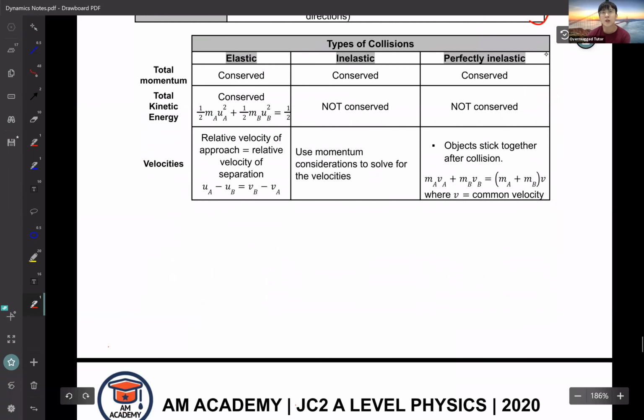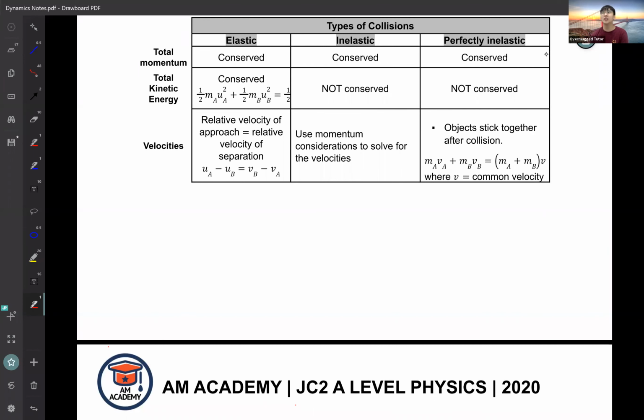Now we're talking about collisions. A collision is when two or more objects collide with one another and they exert forces on one another. Generally speaking, you can broadly classify collisions in two forms. Firstly, you have elastic collisions. An elastic collision is a collision where the kinetic energy is conserved before and after the collision.